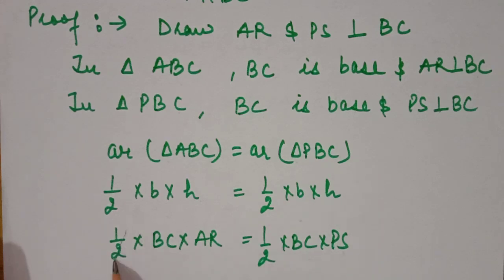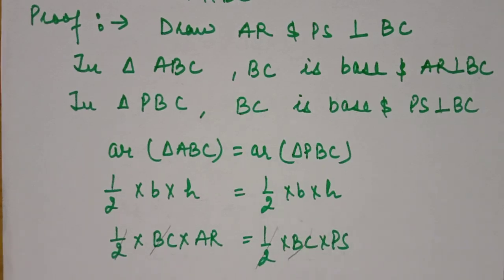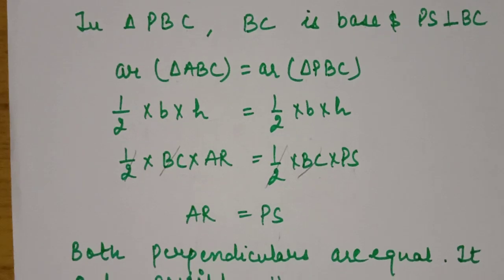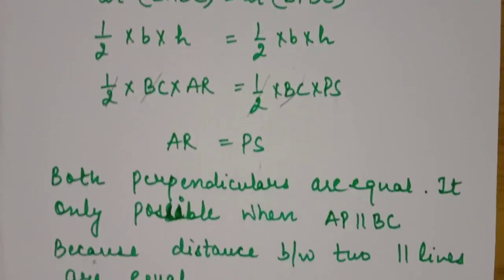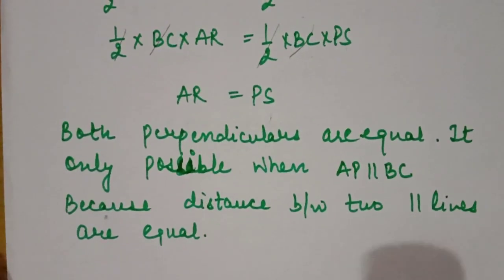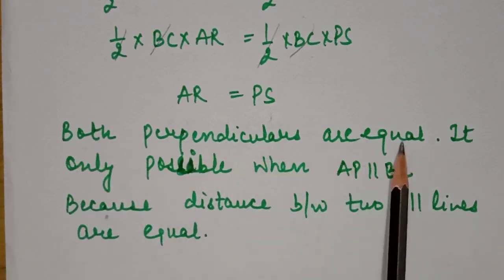So students, half is cancelled with half. BC is cancelled with BC. Only AR is equal to PS. So students, both perpendiculars are equal now.